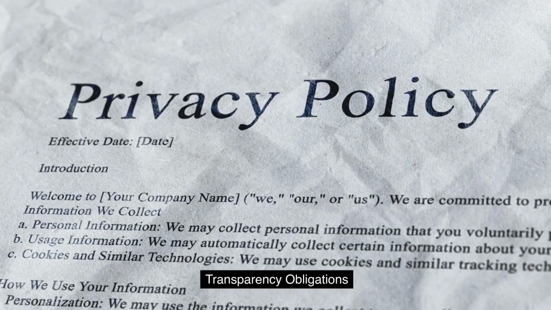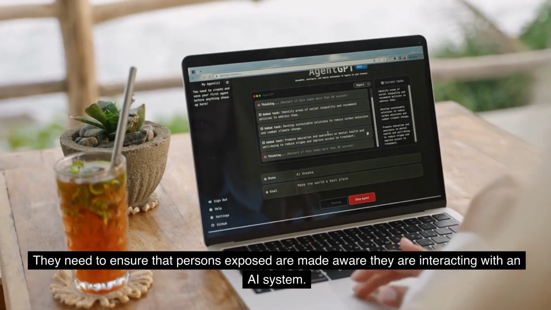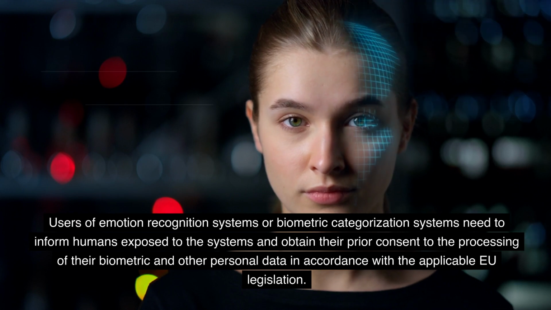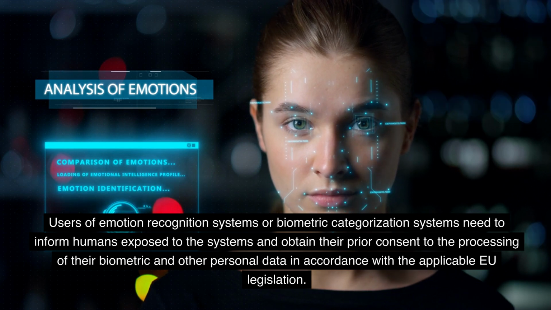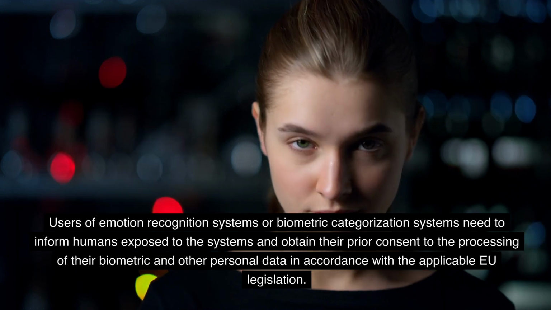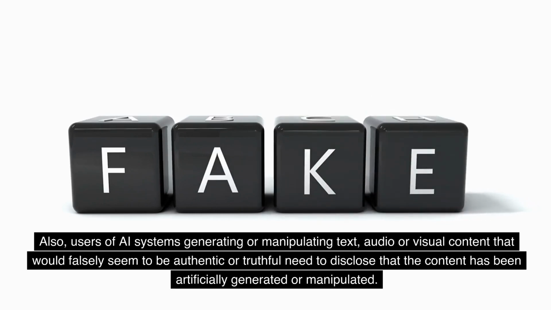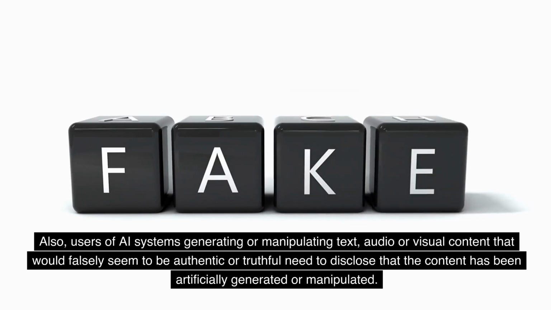Transparency obligations. According to the AI Act, providers of systems that interact with natural persons such as chatbots shall comply with transparency obligations. They need to ensure that persons exposed are made aware they are interacting with an AI system. Users of emotion recognition systems or biometric categorization systems need to inform humans exposed to the systems and obtain their prior consent to the processing of their biometric and other personal data in accordance with the applicable EU legislation. Also, users of AI systems generating or manipulating text, audio, or visual content that would falsely seem to be authentic or truthful need to disclose that the content has been artificially generated or manipulated.